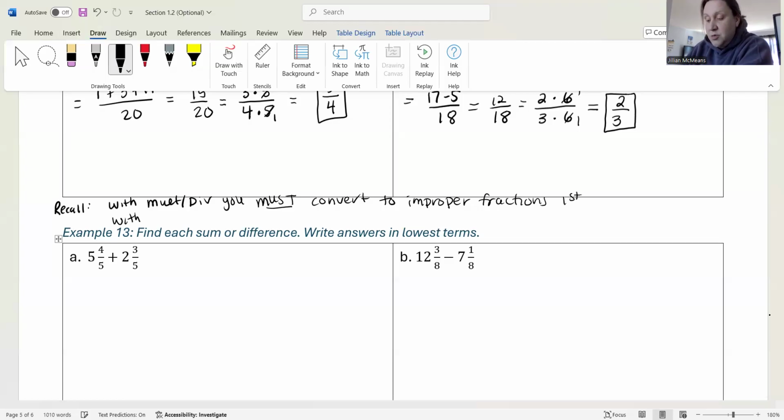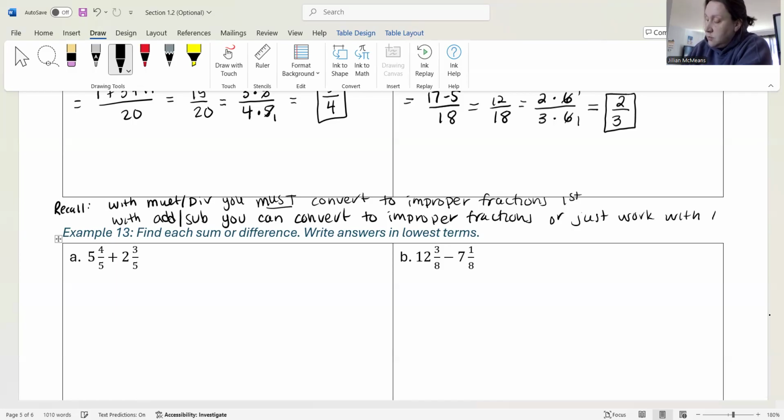With addition and subtraction, it doesn't matter, okay? So that is one of those little things you need to remember. With multiplication and division, if you've got mixed numbers, you absolutely have to convert them to improper fractions. With addition and subtraction, it comes down to just preference, okay? So with addition and subtraction, you can convert to improper fractions or just work with mixed numbers. So keep that in mind.